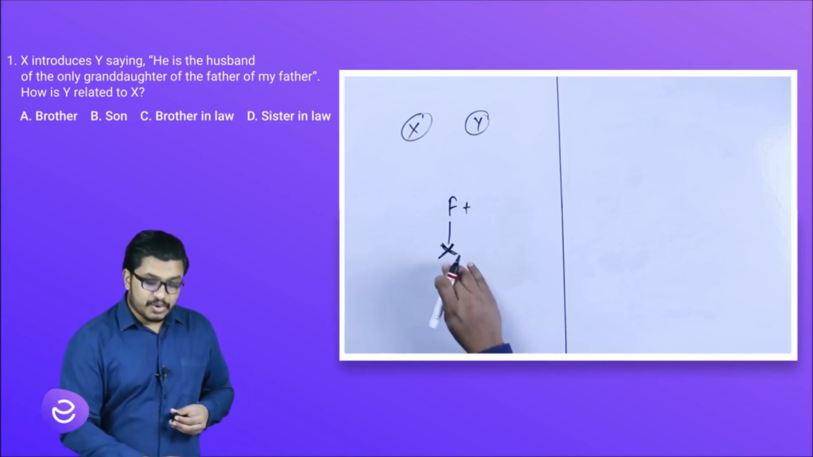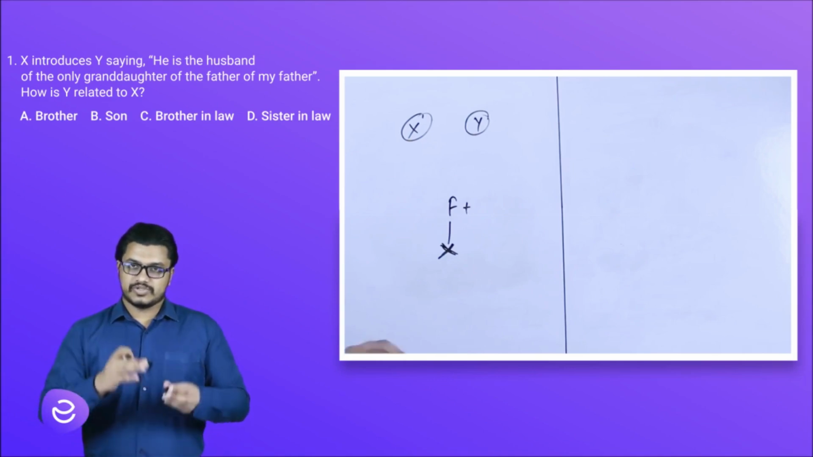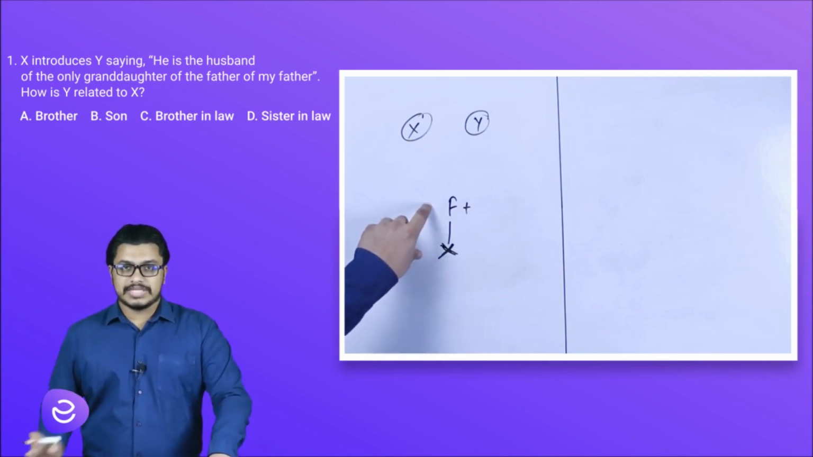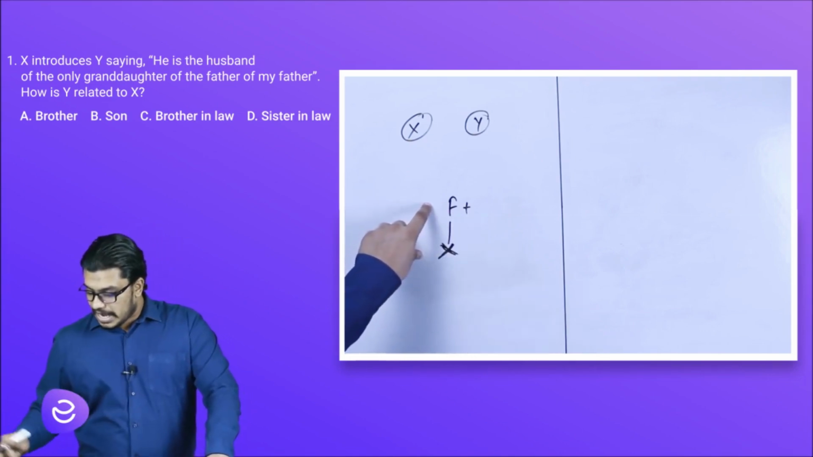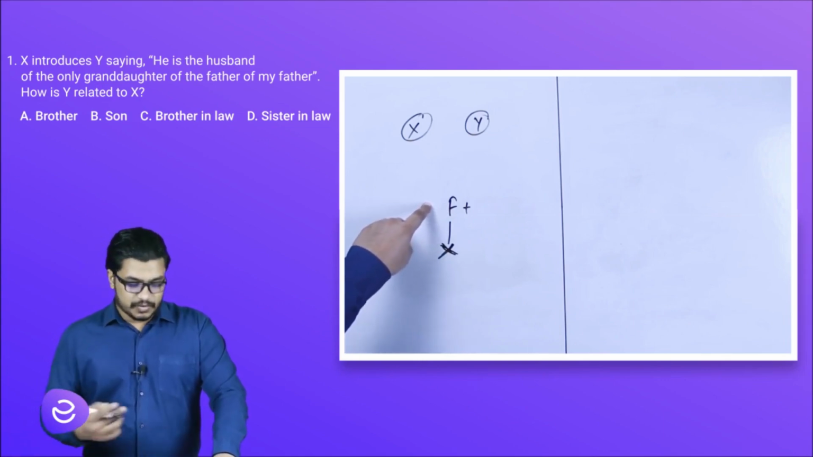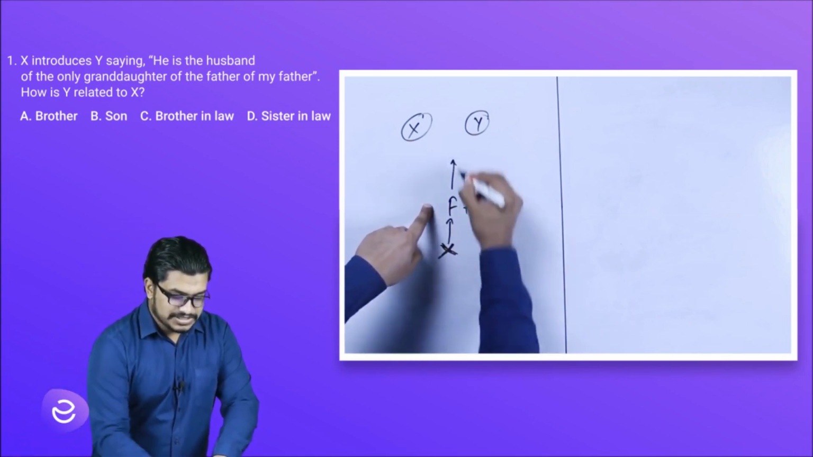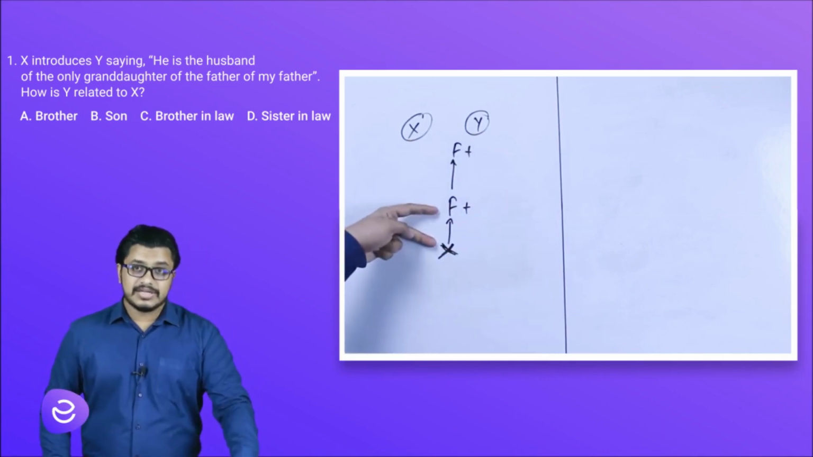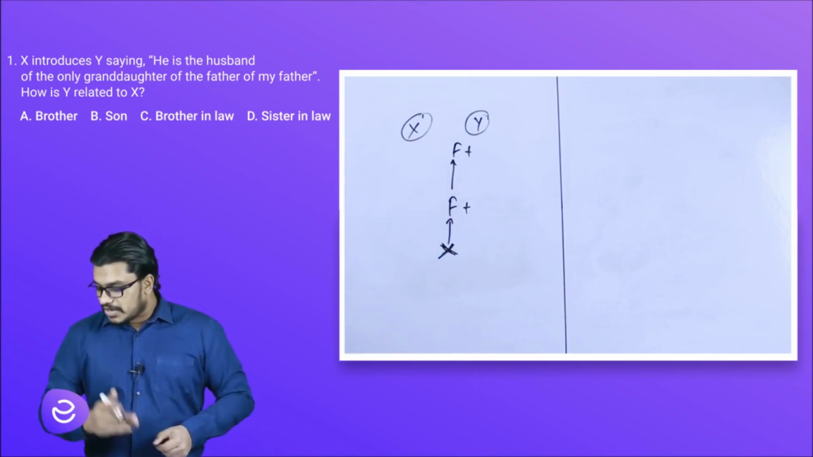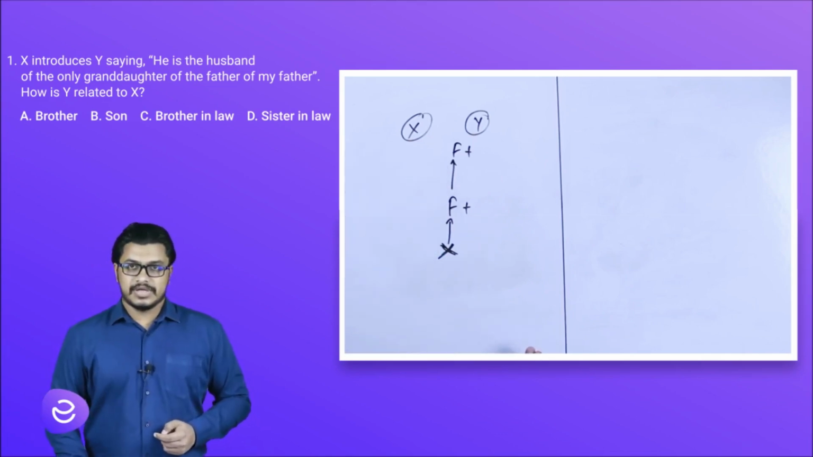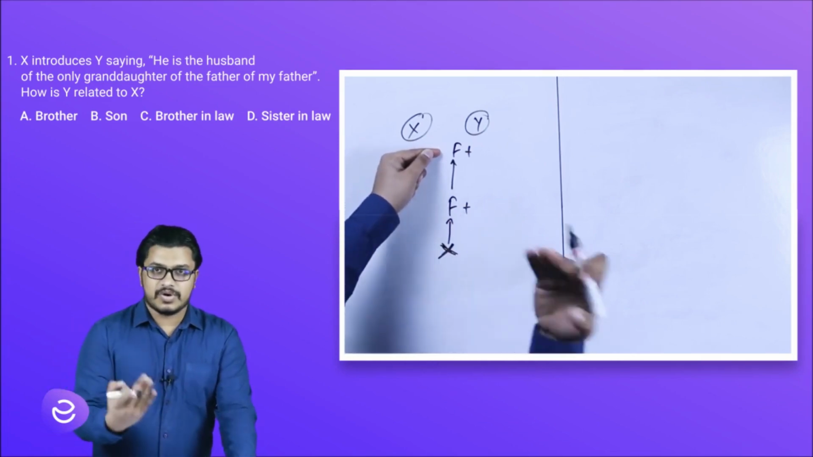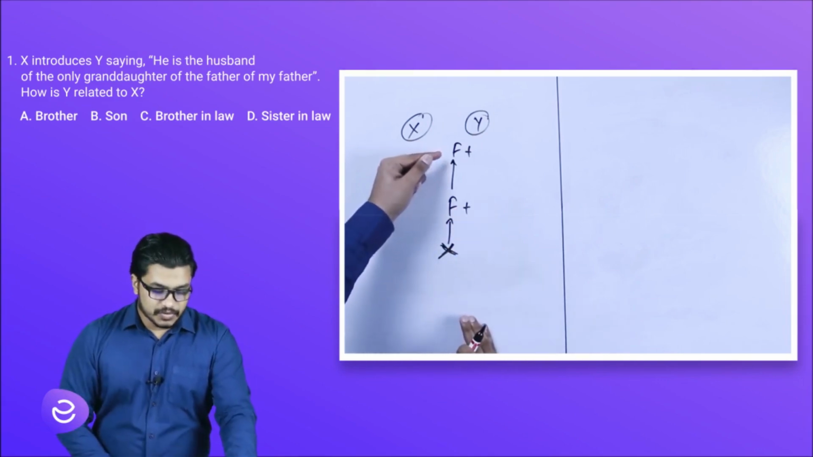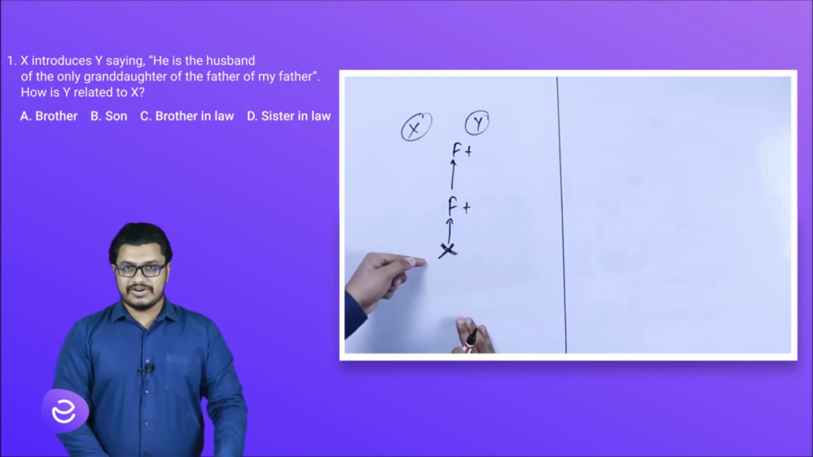But the problem here is we don't know the gender of x. For now, you can leave it as it is. Now the first relation is over, that is my father, which is x's father. The second relationship is again father, so from here we draw another vertical line upwards and mark again father. Now two relations are over. The third relation is granddaughter. Right now we are here, and we draw two vertical lines downwards, since granddaughter means two generations downwards.